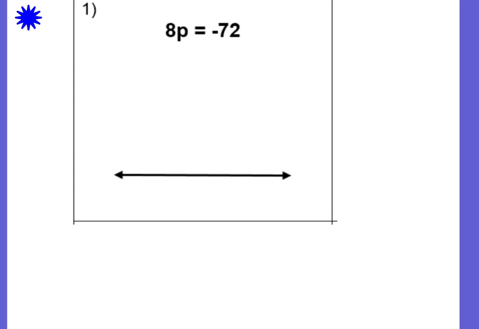Our first problem, 8p equals negative 72. Go ahead and solve.